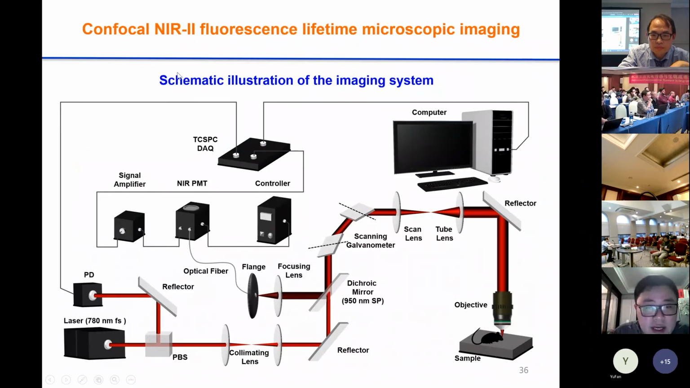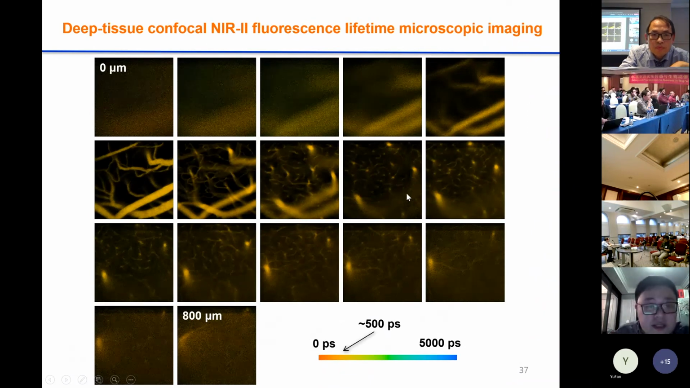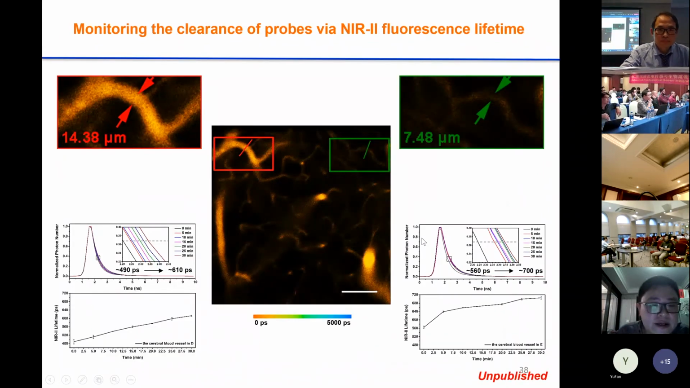And we can also improve our system and set up NIR-II lifetime microscopic systems. We did some NIR-II fluorescence lifetime imaging of the brain blood vessels. Here the color indicates the lifetime, which was around 500 picoseconds. As the probes are cleared, the lifetime also changes gradually. Maybe we can use this phenomenon to monitor the clearance of probes in the near future.